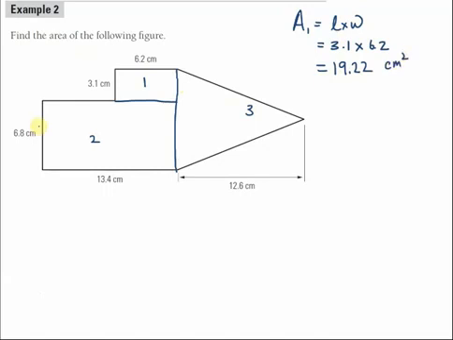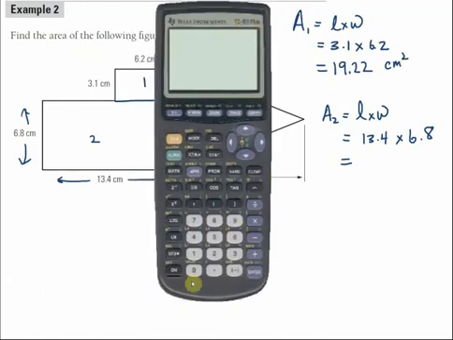Alright, area 2, I see it. We have its rectangle. We have a length here of 13.4, and the height or the width happens to be 6.8. So I'll work that right below here. Area 2 equals length times width, and that is going to be 13.4 times 6.8. And on the calculator, I'll bring it over here just in case you don't believe me. 13.4 times 6.8, 91.12.